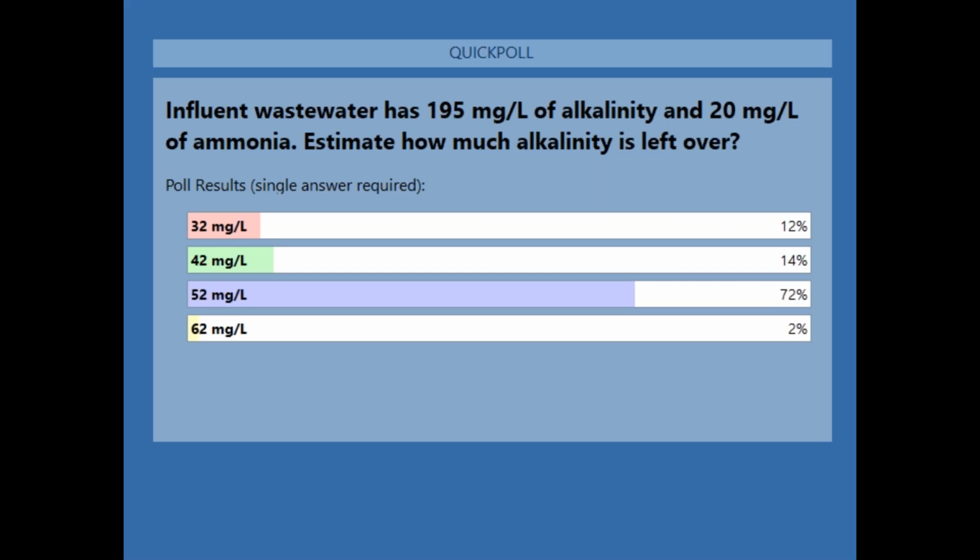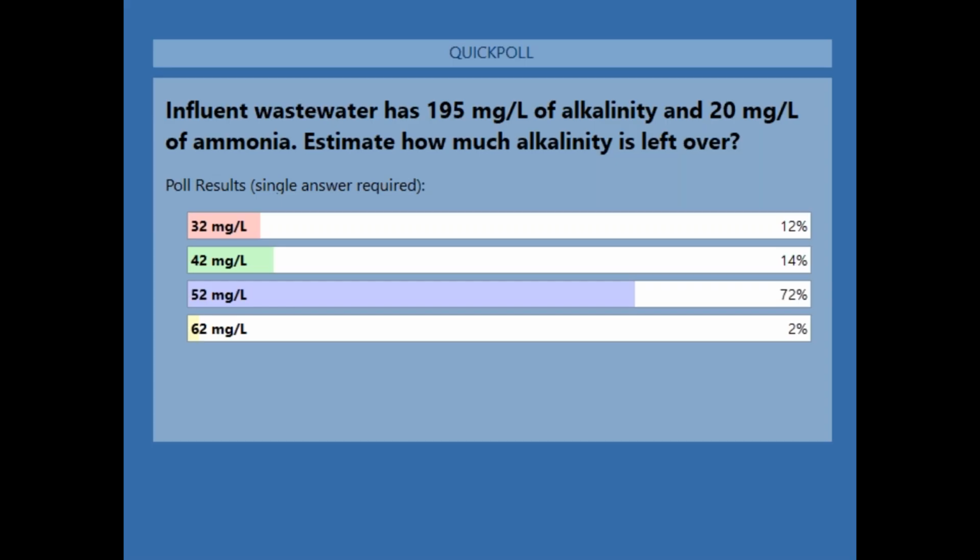So 12% said 32 milligrams per liter. 42 milligrams per liter was at 14%. 52 milligrams per liter was the majority at 72%. And 62 milligrams per liter was at 2%. Also, everyone is responding that they're learning a lot and things are going well. Okay, good. Thank you everyone for the feedback.